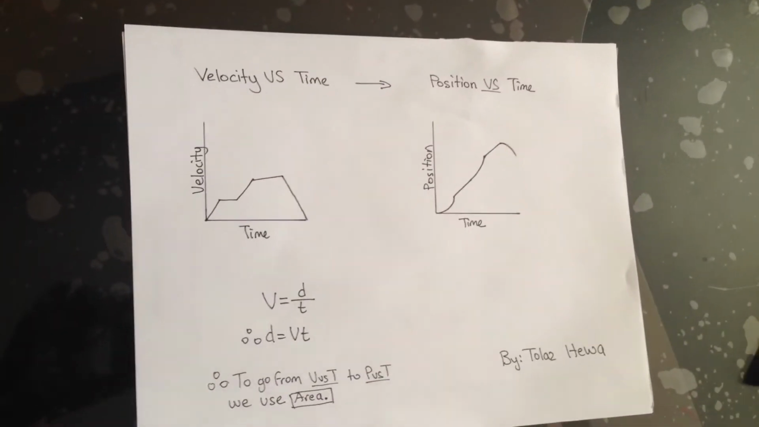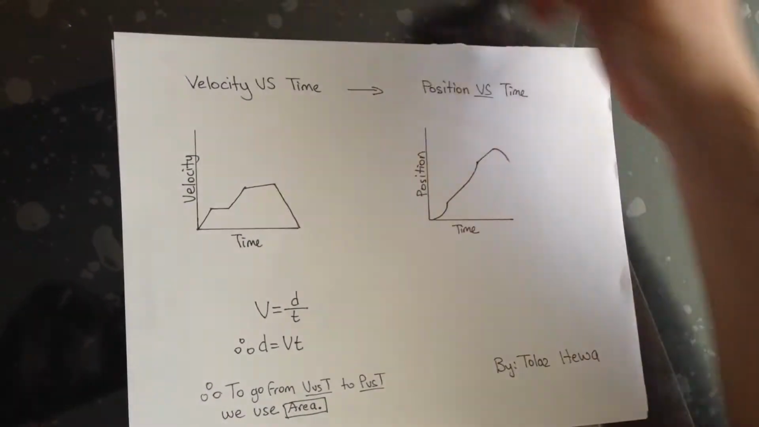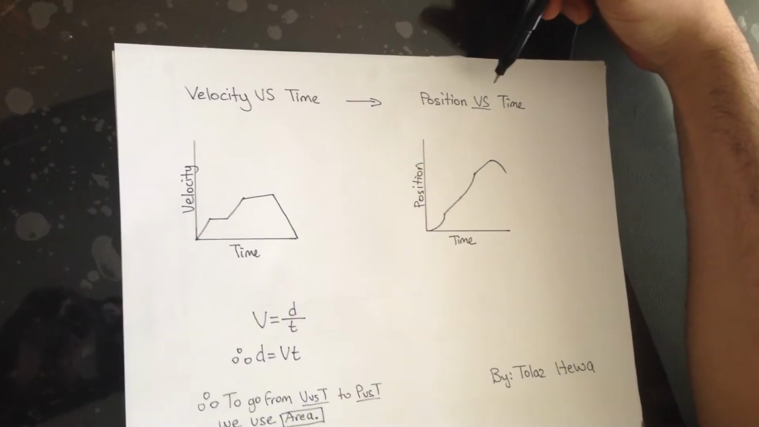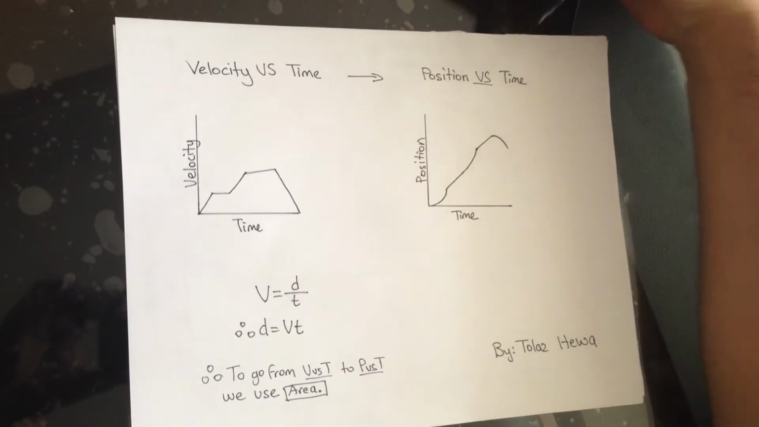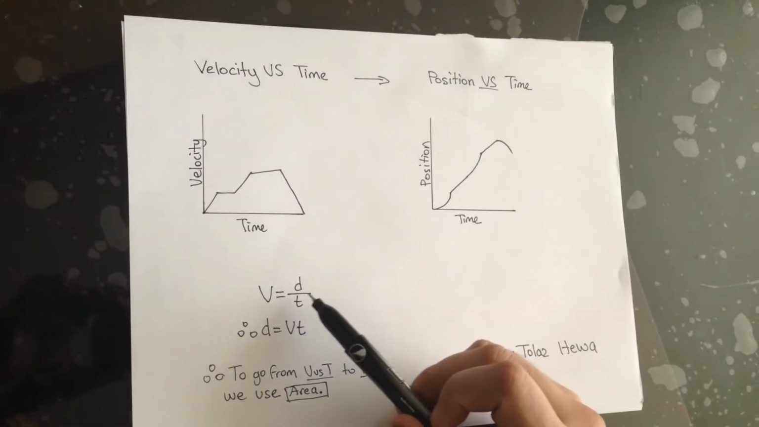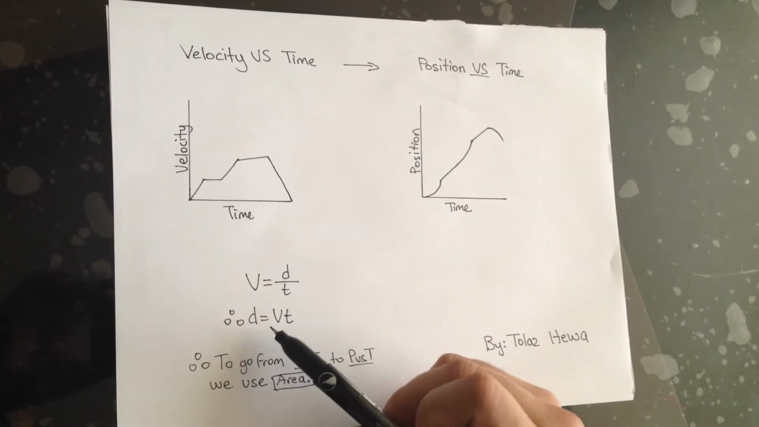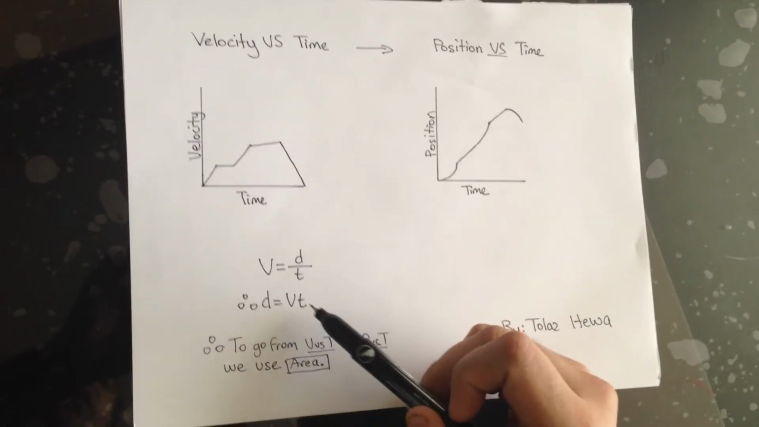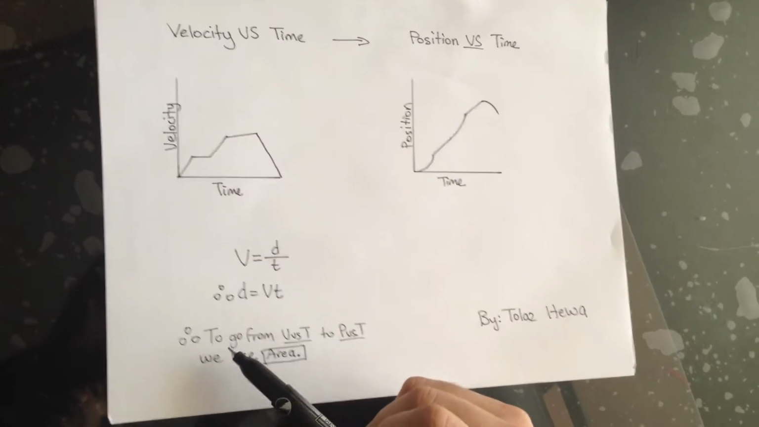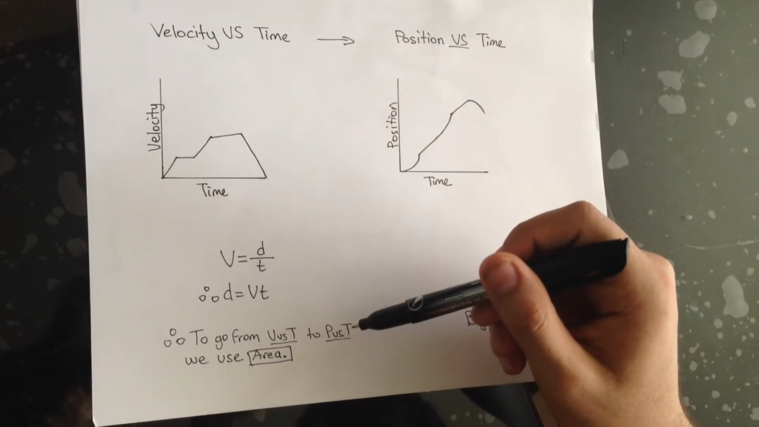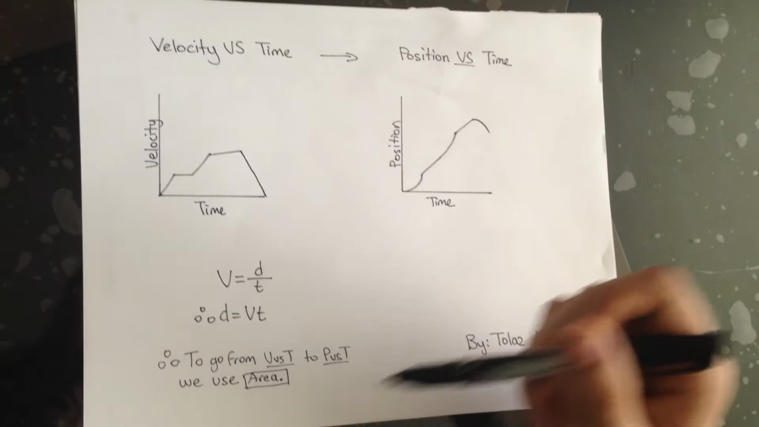Hello YouTube. Today I'm here to teach you how to go from a velocity versus time graph to a position versus time graph. Since we know velocity is equal to displacement over time, displacement is equal to velocity times time. Therefore, to go from velocity versus time to position versus time, we use area.